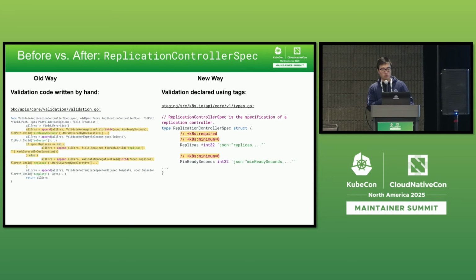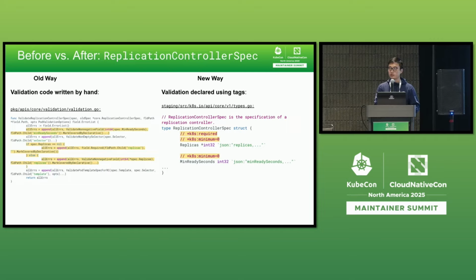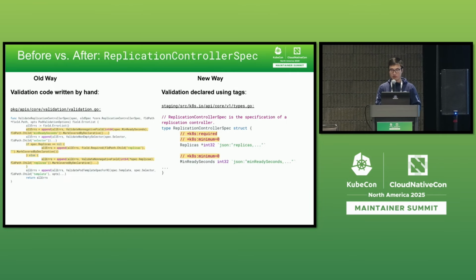We can take a quick look at what it looks like. In the old way, the validation code is written by hand. On the left is the validation for the replication controller replicas, verifying that it's non-negative. That's 15 or more lines of code. You need to look into it and understand the logic behind it. But in the new way, you just add tags. You have just three simple tags, and it's easy to understand that it's a required field and needs to be a minimum of 0. So which one would you like to review? I think you're more likely to review the simple tags.